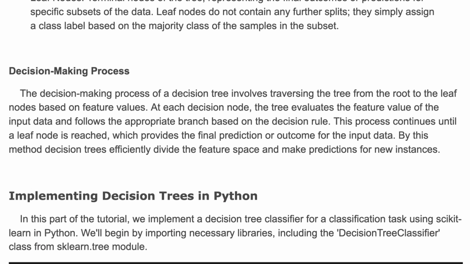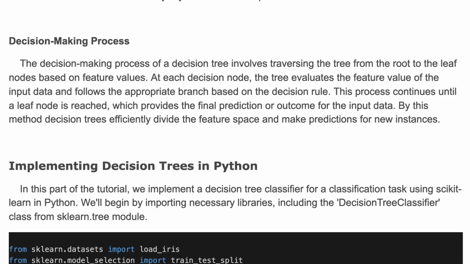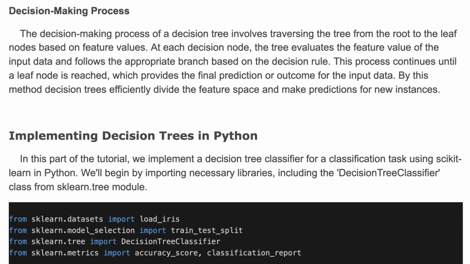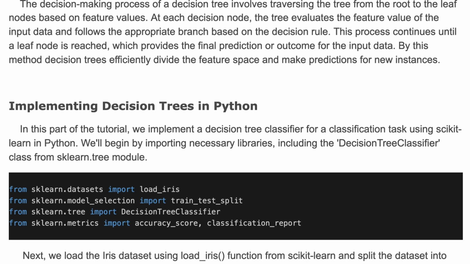In this part of the tutorial, we implement a decision tree classifier for a classification task using the Scikit-learn API in Python. We'll begin by importing necessary libraries, including the decision tree classifier from the Scikit-learn tree module. Here we use the datasets, model selection, tree, and metrics modules of the Scikit-learn library.